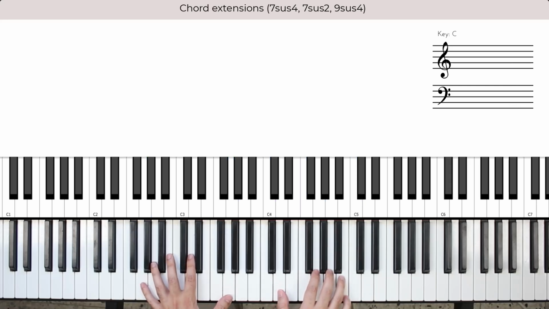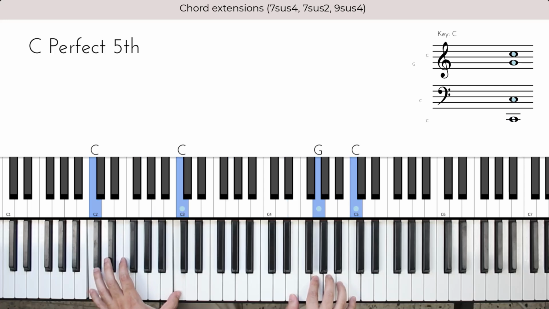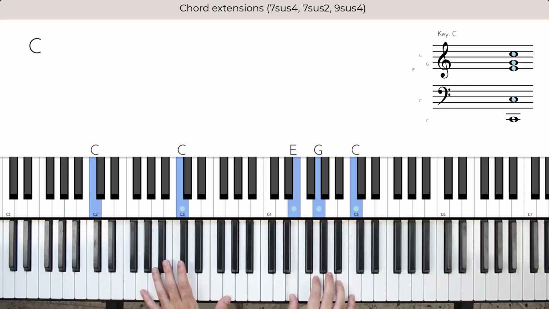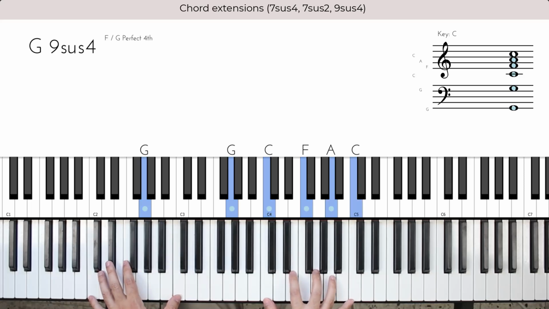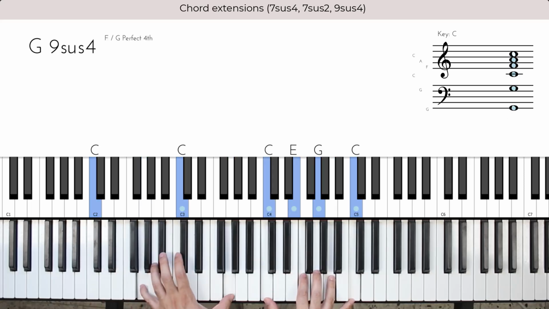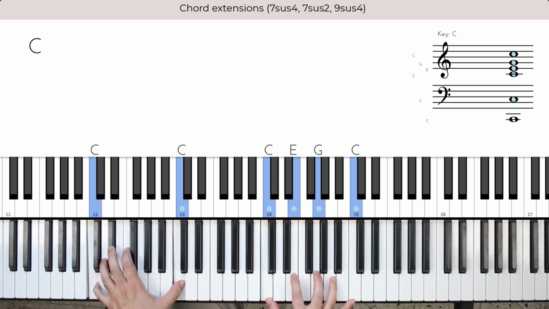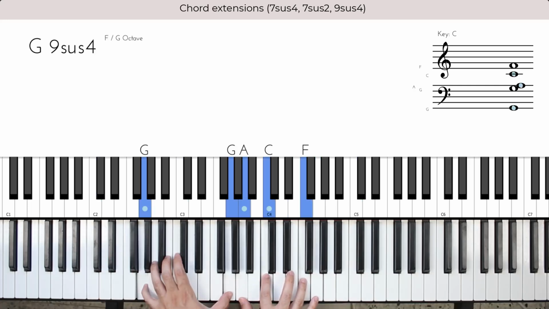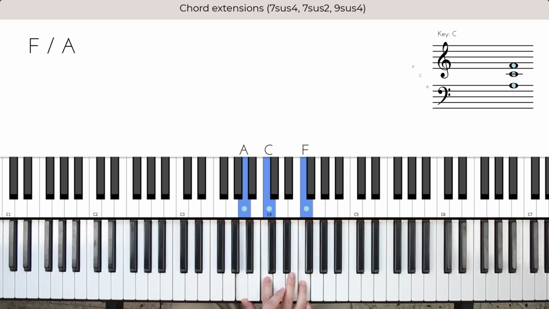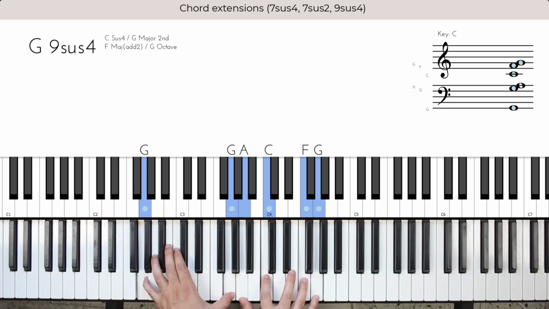So if we have something like a G going to a C, we can do a G9 sus4 going to a C. We can also use inversions and doublings, so this would also be a G9 sus4. Same set of notes, so I'm playing a bass of G, and I'm playing an F, and also doubling the G up here.